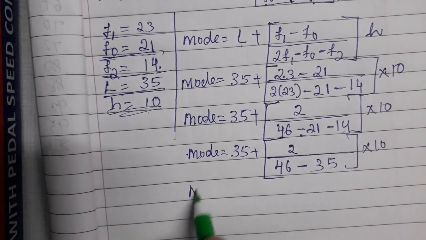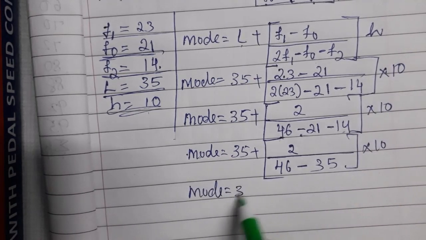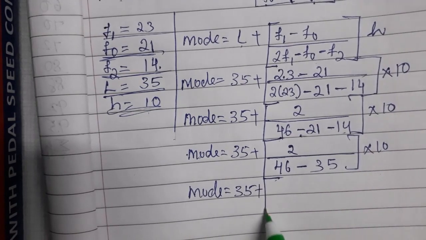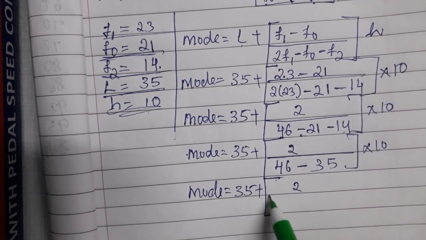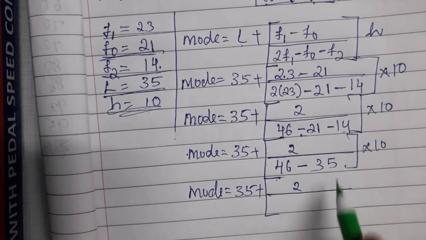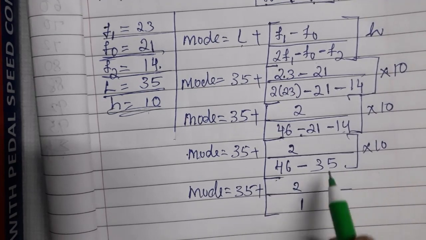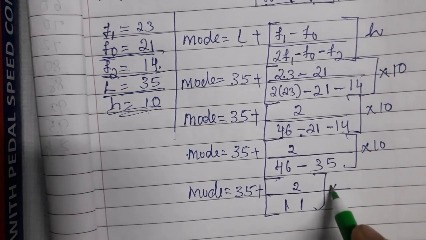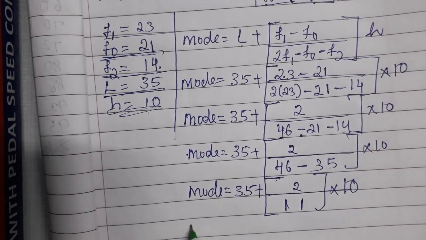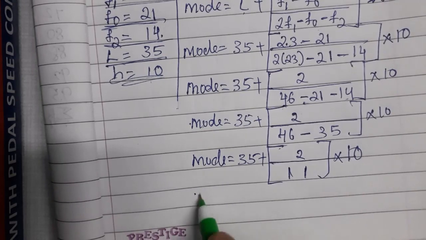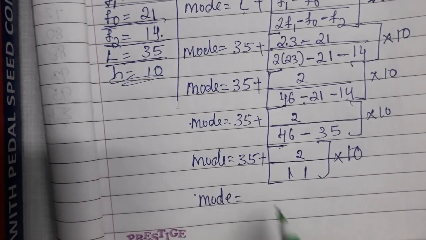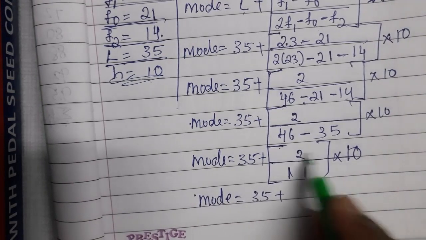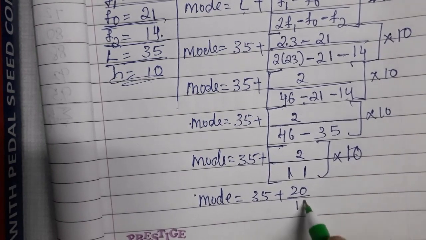Next, mode is equal to 35 plus, open the bracket, 2 in the numerator will remain as it is. 6 minus 5 is 1. 4 minus 3 is 1 into 10. Okay. Now the last simplification. Mode is equal to 35 plus 2 into 10, 20 by 11.